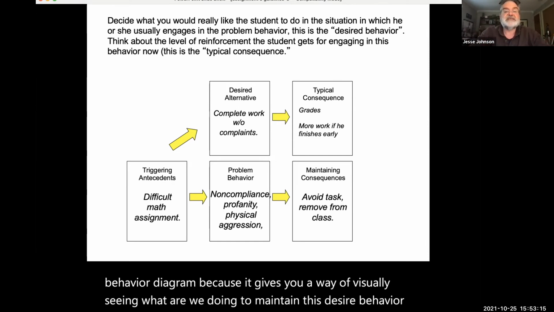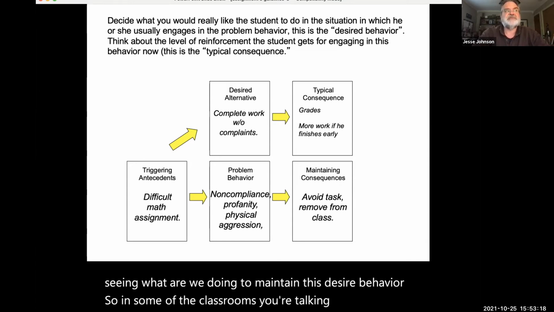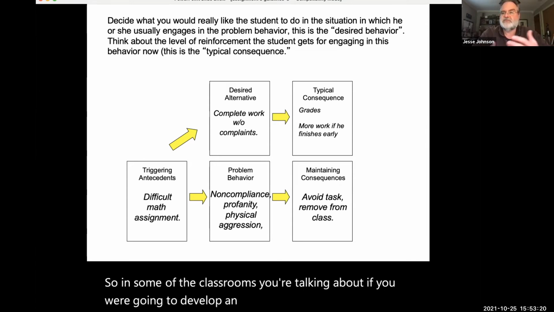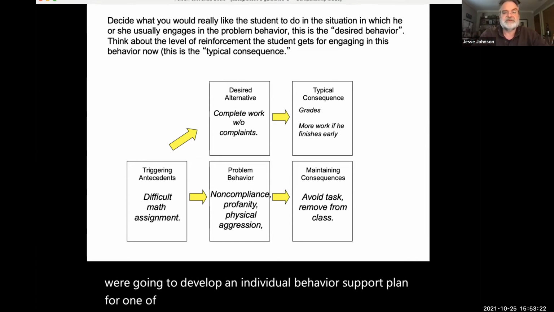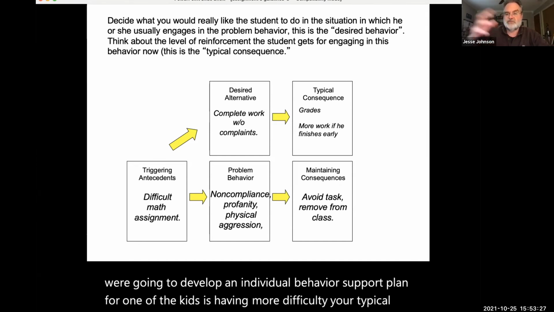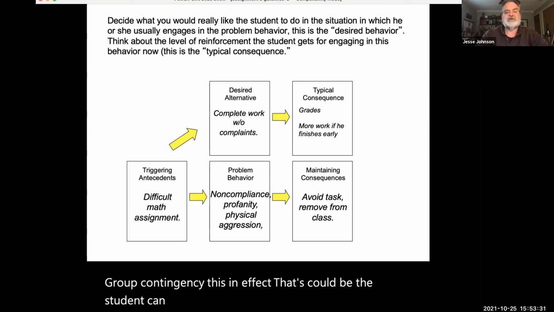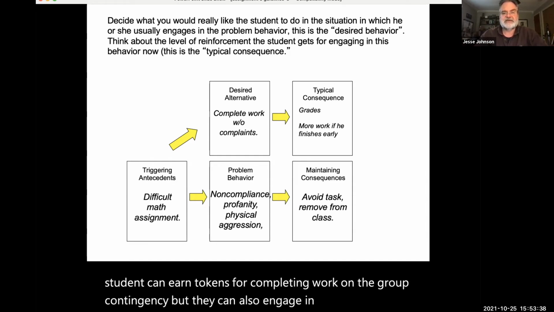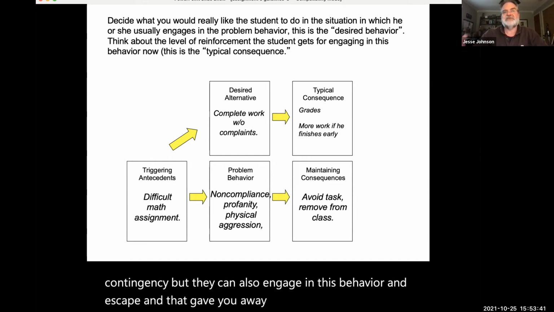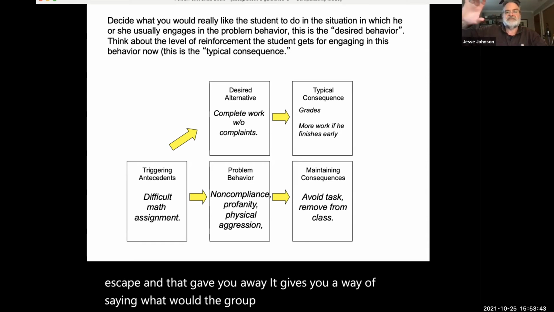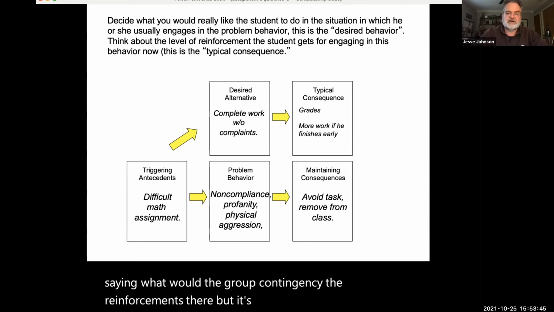So in some of the classrooms you're talking about, if you were going to develop an individual behavior support plan for one of the kids that's having more difficulty, your typical consequence could be related to the group contingency that's in effect. That could be that the student can earn tokens for completing work on the group contingency, but they can also engage in this behavior and escape. And that gives you a way of saying, well, with the group contingency, the reinforcement's there, but it's delayed. With the problem behavior, the reinforcement is immediate.